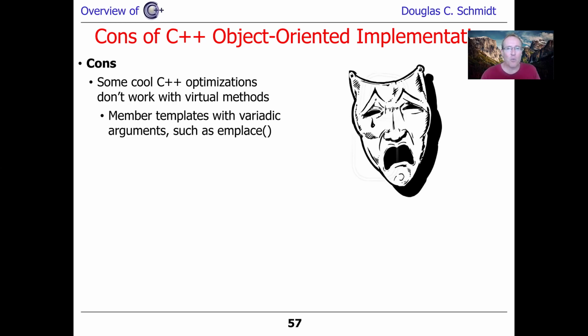There are some downsides, however. One of the downsides is that some of those cool C++ optimization techniques we talked about, like member templates with variadic arguments, such as the emplace method that I've shown you, or the emplace_back method that we talked about with vector and list and deque and so on, don't work with virtual methods. So some of the more advanced template concepts only work with non-virtual methods. And again, that's by design. It's the trade-off people make in order to use the more powerful and efficient generic programming techniques: they can't take advantage of the virtual methods and the object-oriented programming features.